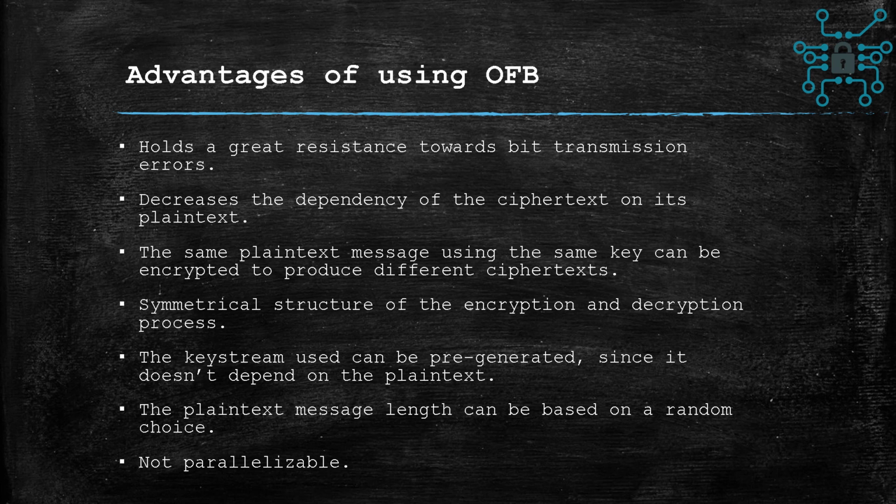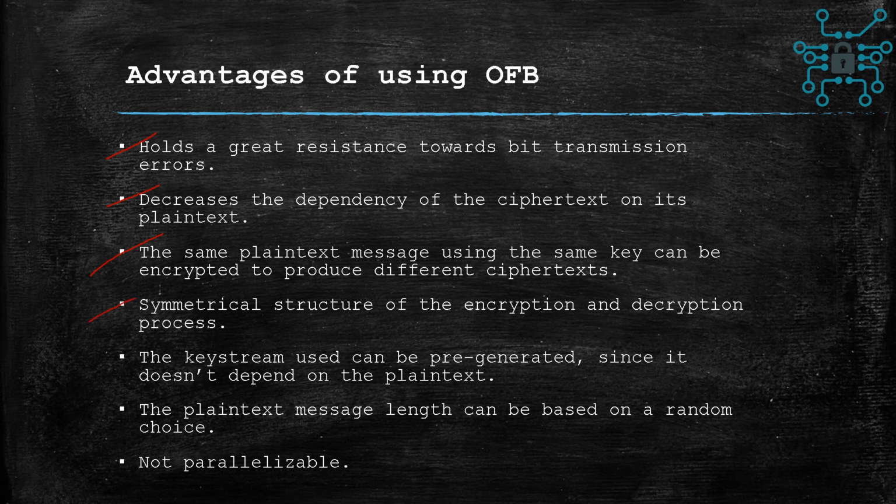That said, it is no doubt that using output feedback mode has a great implication in cryptography. A few advantages include the fact that it holds a great resistance towards bit transmission errors. A bit error in transmission will not multiply, as the error in one ciphertext block will only affect the current block's plaintext, since it's a stage-by-stage process. It also decreases the dependency of the ciphertext on its plaintext, which is an added benefit when it comes to security. The same plaintext message using the same key can be encrypted to produce different ciphertext.